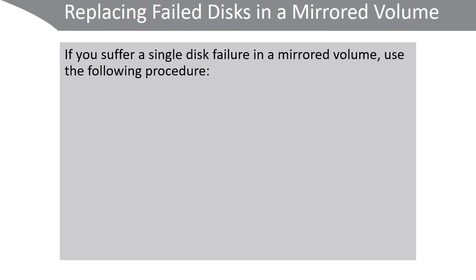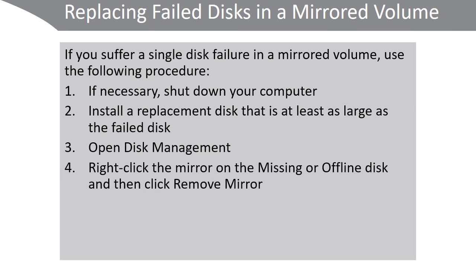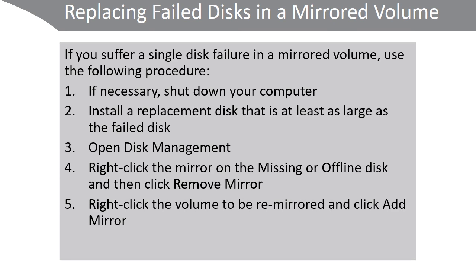If you suffer a single disk failure in a mirrored volume, you can use the following procedure to recover. Shut down your computer if needed. Some hard disks can be hot swapped, others can't. Install a replacement disk that's at least as big as the failed disk. Restart your computer if necessary and open disk management. Right-click the mirror on the missing or offline disk and then click Remove Mirror. Right-click the volume to be remirrored and click Add Mirror. So effectively, you remove the mirror and add a new mirror.